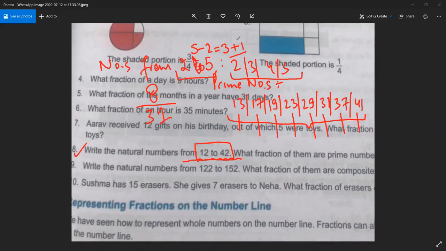No, sir. So for example, if I have to find numbers from 10 to 12, 10, 11, 12, three numbers. How do I get this? 12 minus 10 plus 1. Yes or no, sir? Yes, sir. Is there any confusion? No, sir. Okay.